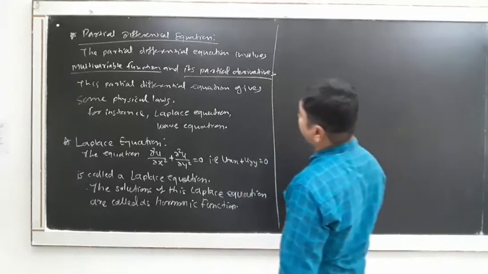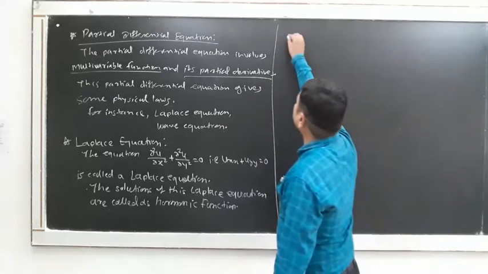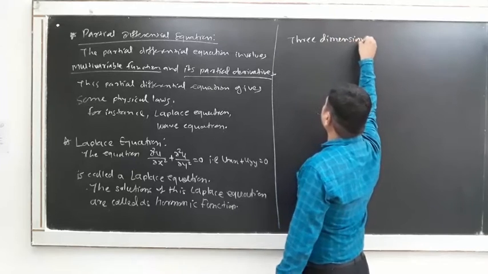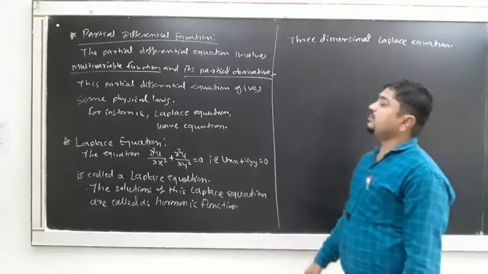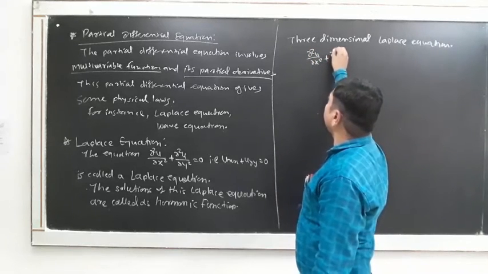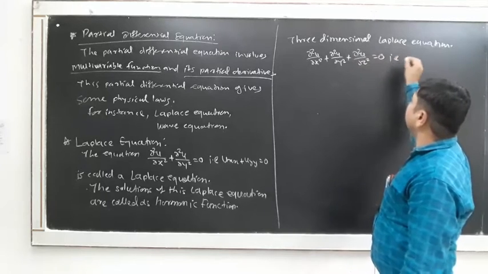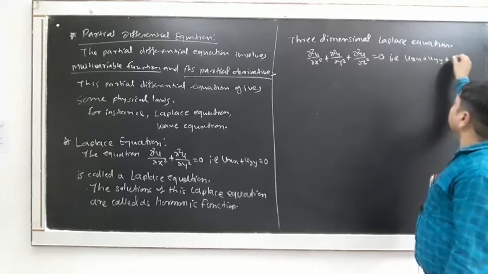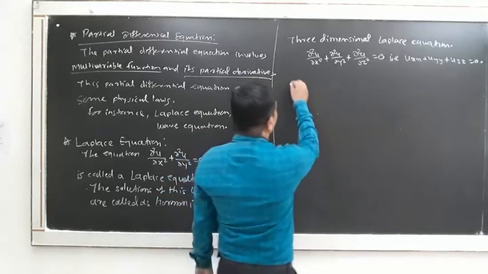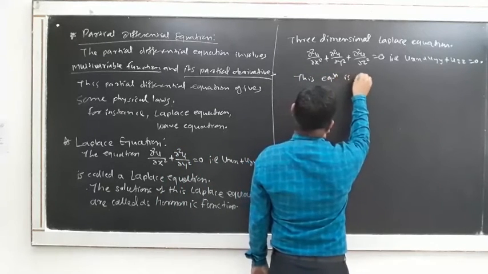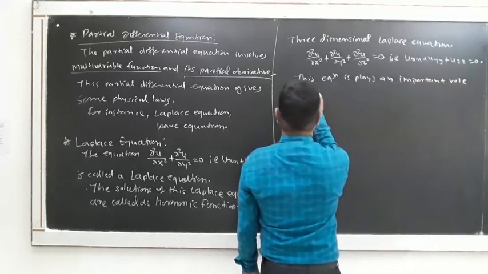Similarly, the three dimensional Laplace equation also plays a very important role in science and engineering. So we see the three dimensional Laplace equation. It is nothing but del square u by del x square plus del square u by del y square plus del square u by del z square is equal to 0, or uxx plus uyy plus uzz is equal to 0. This equation plays an important role in geophysics.